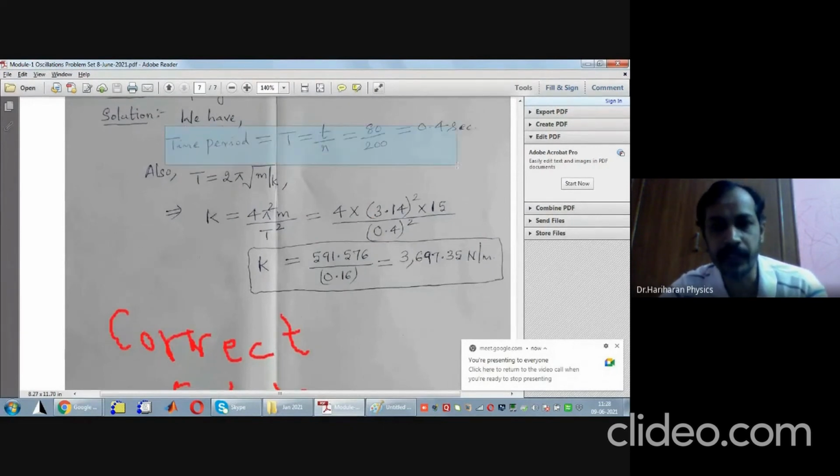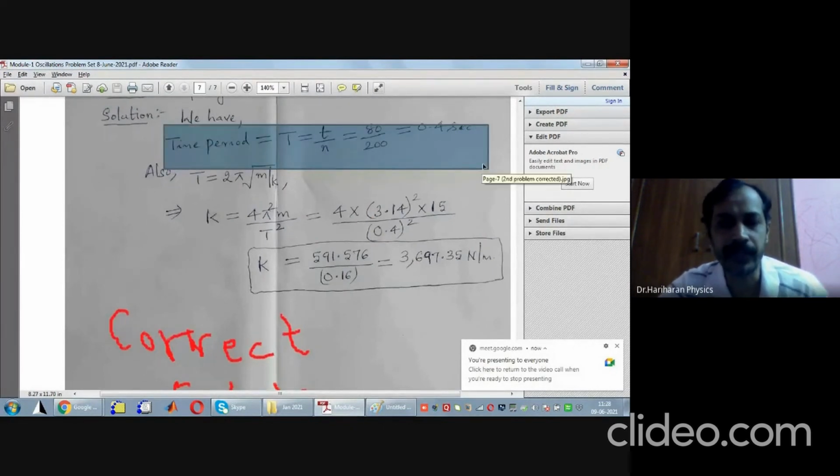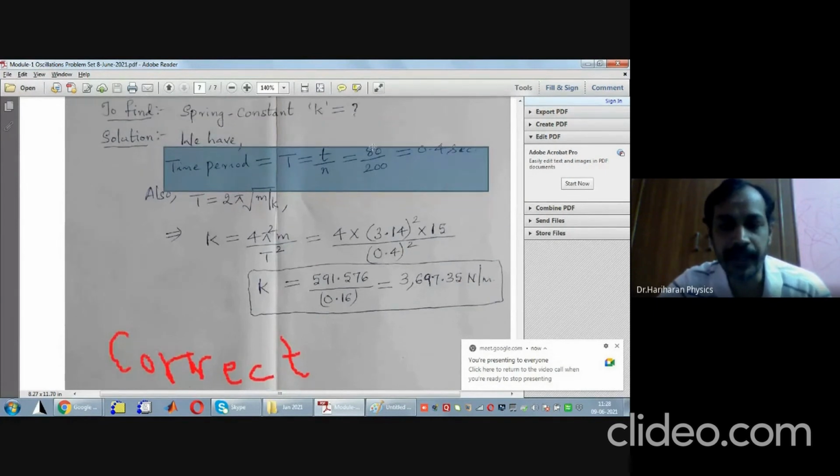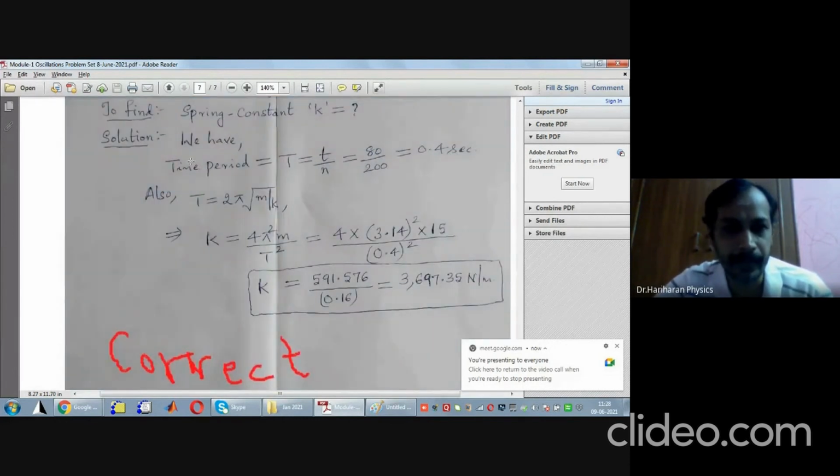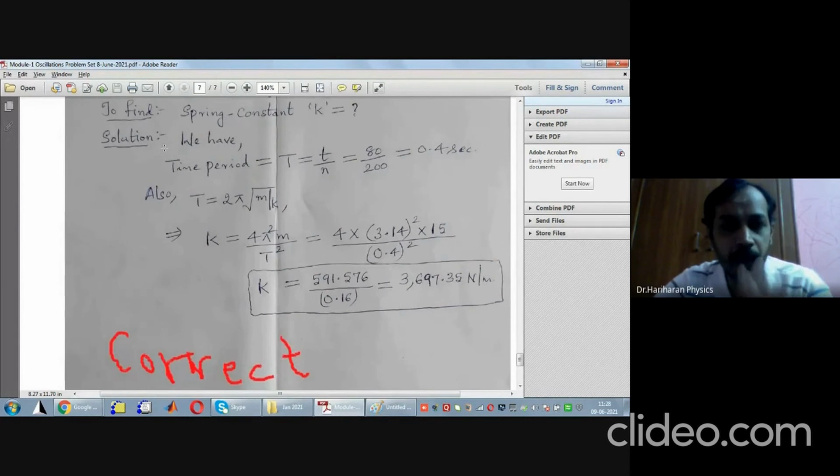Time period of oscillation is given by what? Capital T is equal to time taken, that is small t, divided by the number of oscillations. That is 80 by 200, which is 0.4 seconds. Let me write this part here. Time period is the time taken by the object to perform one oscillation. We will work this out.